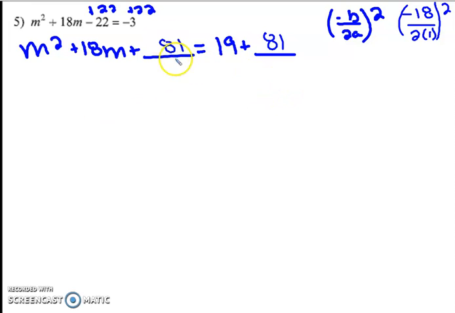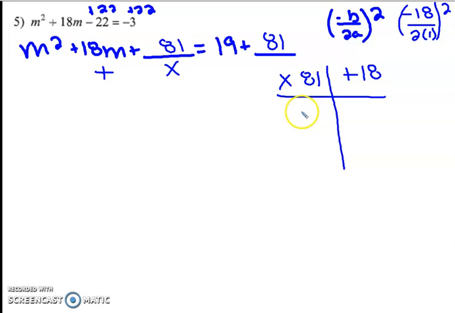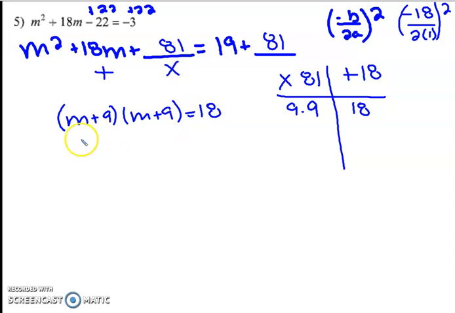So I need factors that multiply to 81 that add to 18. Multiply to 81 and add to 18. So 9 times 9 is 81, and it adds to 18. So I'm going to rewrite this as m plus 9 times m plus 9 equals 18. I can rewrite that as m plus 9 squared equals 18.